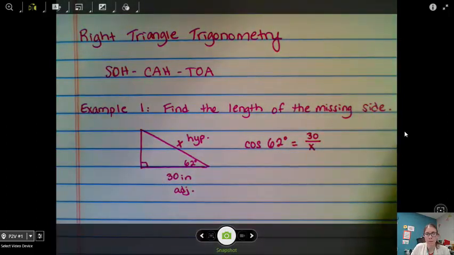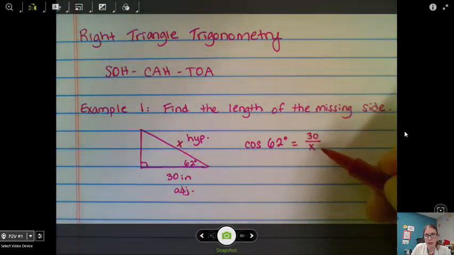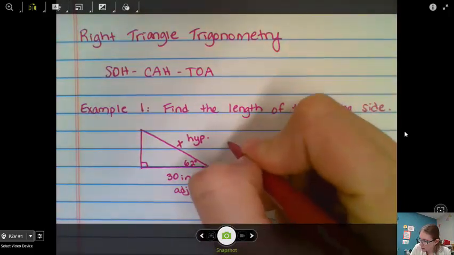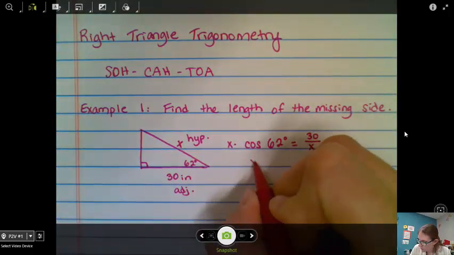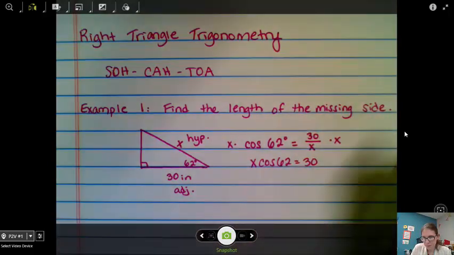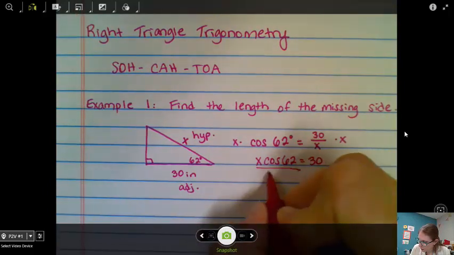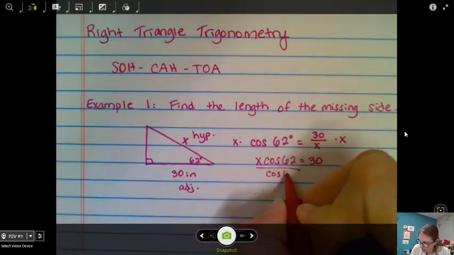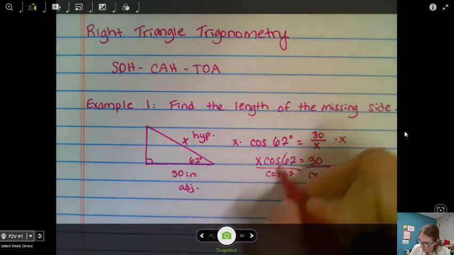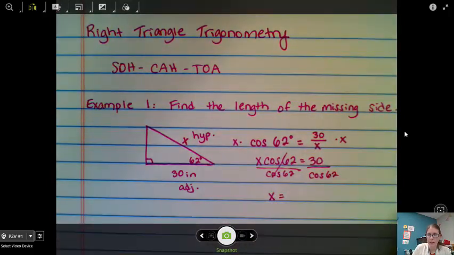x. To solve this equation, since x is in the denominator, I'm going to start off by multiplying both sides by x to get x cosine of 62 equals 30, and then we'll divide both sides by the cosine of 62. And that'll tell us what x is.